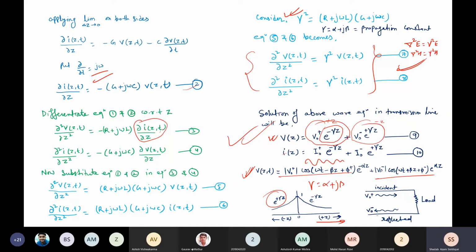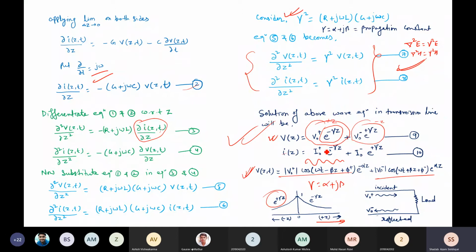The wave equation came out as the voltage and current equations. V of z is equal to V naught plus e to the power minus gamma z, and similarly for the reflected wave, V naught minus e to the power plus gamma z. So the voltage may travel in the plus z direction or the minus z direction. The incident wave will be in the plus z direction, and the reflected wave may be traveling in the minus z direction.